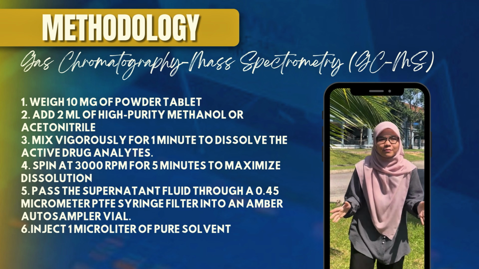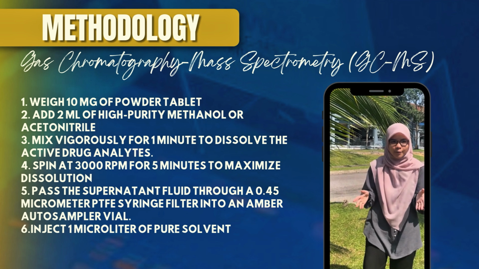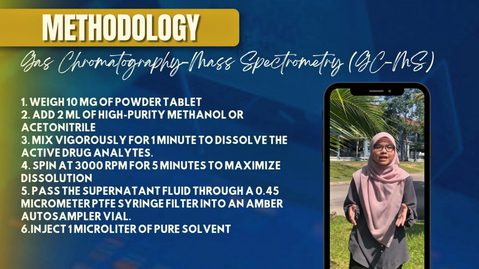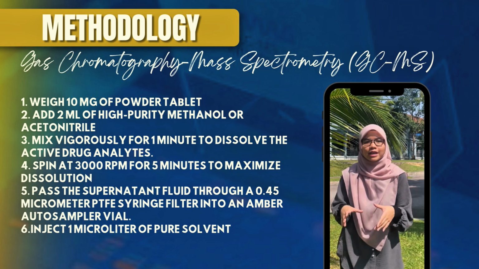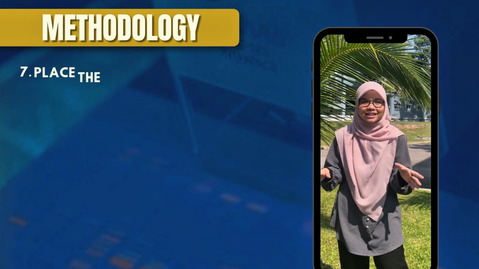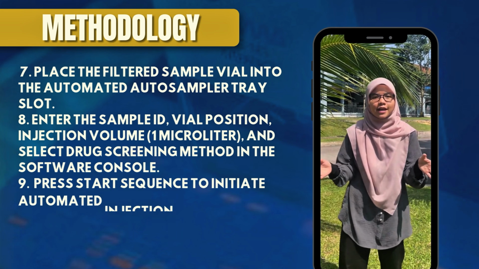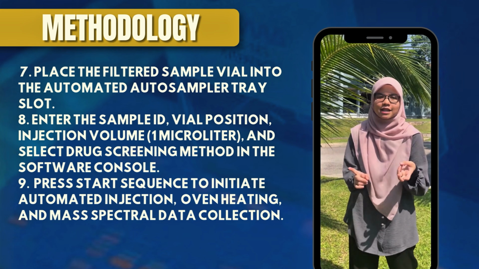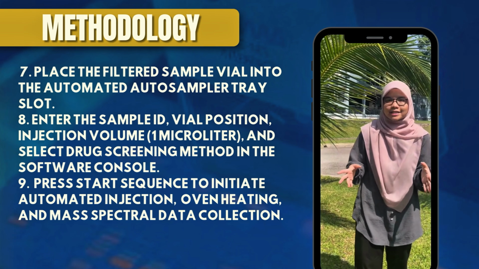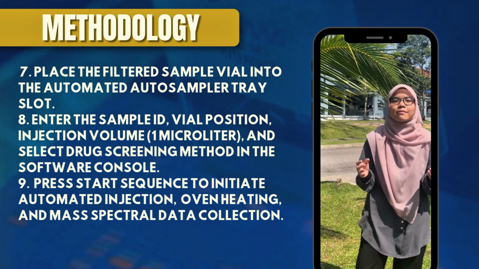Next step is to set up the GCMS system, including capillary column, carrier gas, injection volume, oven temperature and MS detector. Before injecting the sample, make sure to inject a pure solvent blank first to ensure no carryover or contamination exists. Next, place the filtered sample vial into the autosampler tray slot. After all that is done, enter the sample ID, vial position, injection volume and select the drug screening method in the software console. Once everything is set, press start sequence to initiate automated injection, oven heating and mass spectral data collection.